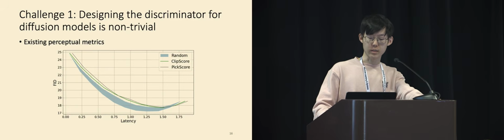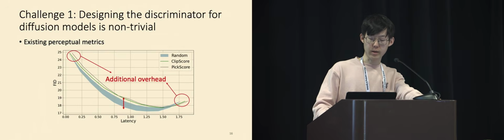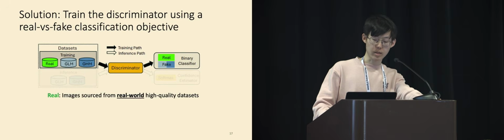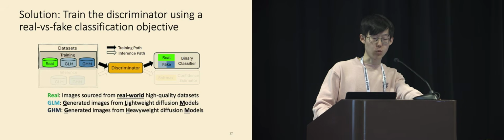Then we can see that existing perception metrics like CLIP score or PickScore perform even worse than random. They introduce additional computational overhead, and they fail to distinguish hard and easy queries. Instead, in our solution, we train a binary classifier to distinguish real images from the generated ones. And we use high-quality real images as positive samples and output from both lightweight and heavyweight models as negative samples.